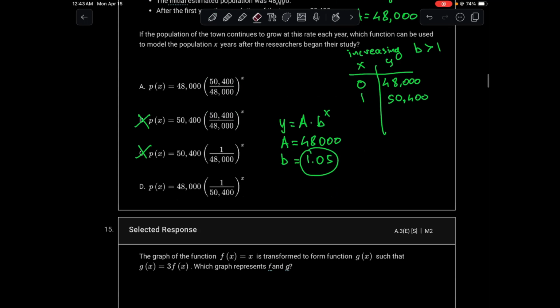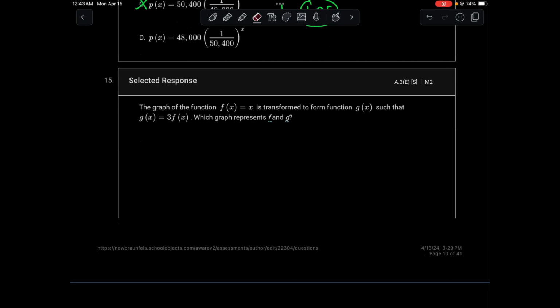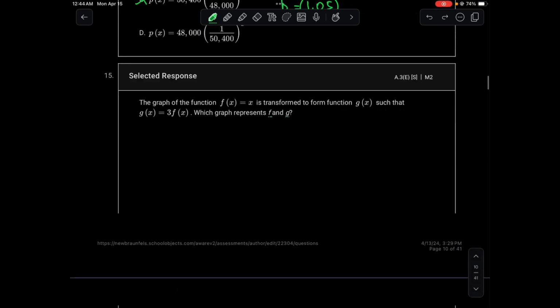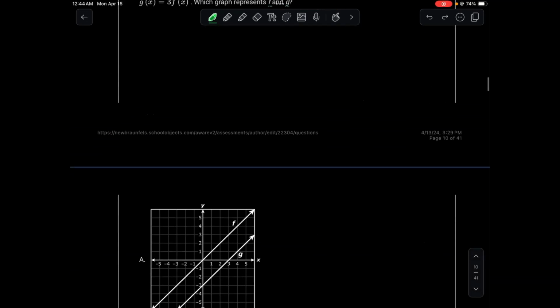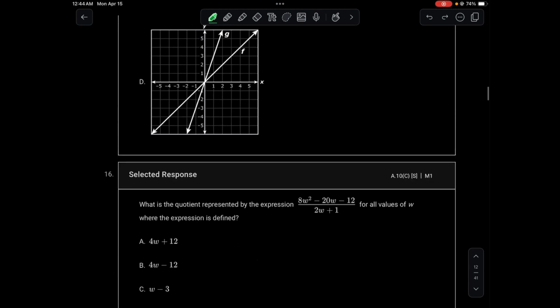Okay, let's move on to number 15. The graph of the function f of x is transformed to form the function g of x, such that g of x is 3f of x. Which graph represents f and g? And it gives me several options.